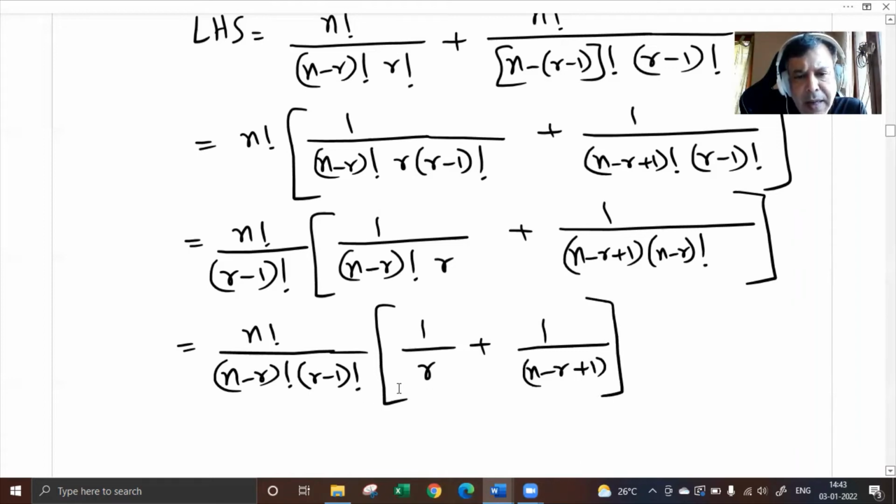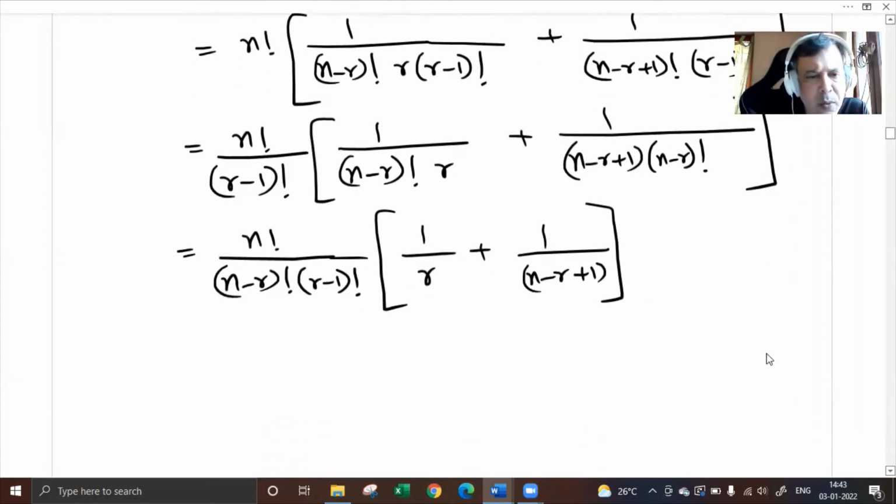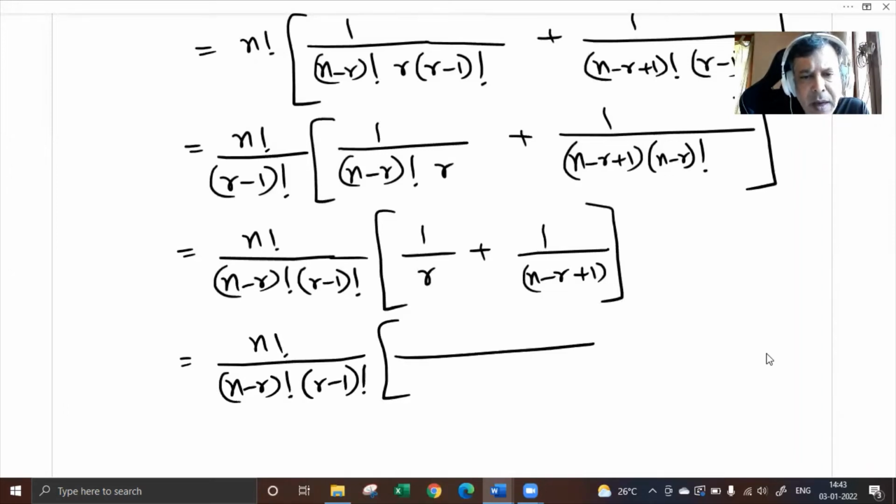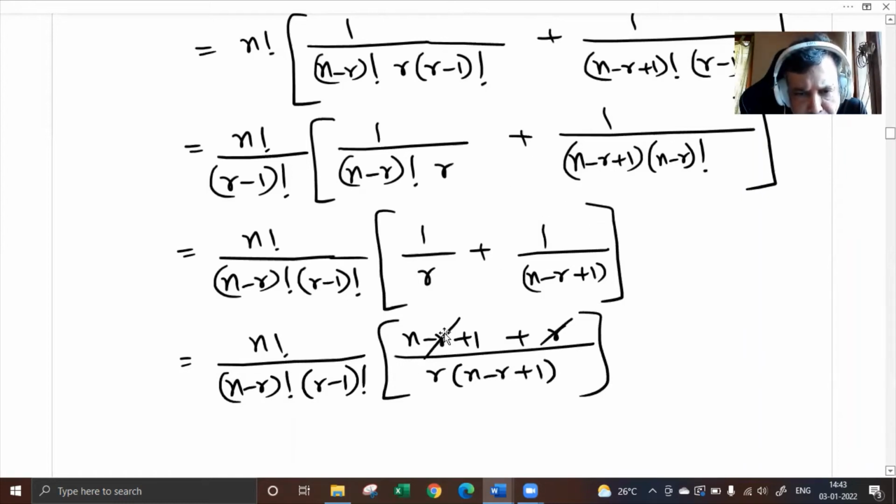Now if we take LCM for this, we will have n! by this, as it is we will be writing. Now LCM is r times (n minus r plus 1). So here we will have n minus r plus 1, and here we will have plus r. Now this negative r and positive r get cancelled. So in the numerator, you may notice n plus 1 is available. Already there is an n! outside.